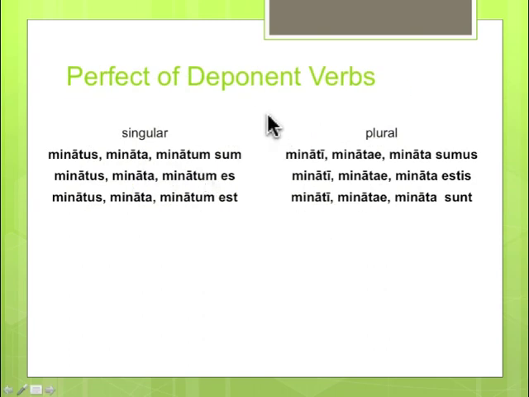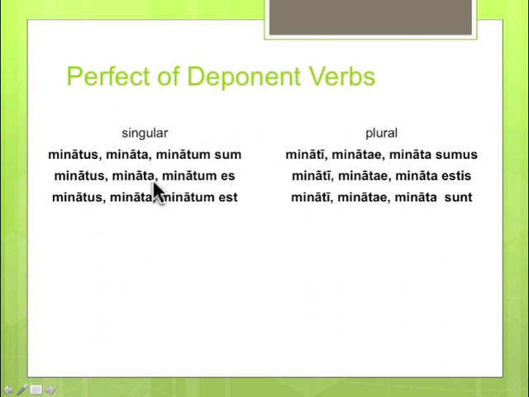Here's an example of the verb minor, minari, minatus sum conjugated in the perfect. Minatus, minata, minatum sum. Minatus sum is what a man would say. Minata sum is what a woman would say. And minatum sum is what a neuter object would say. Of course, it's rare that neuter objects talk.